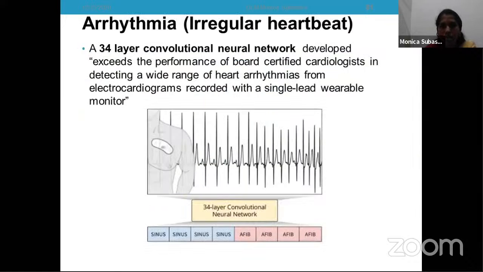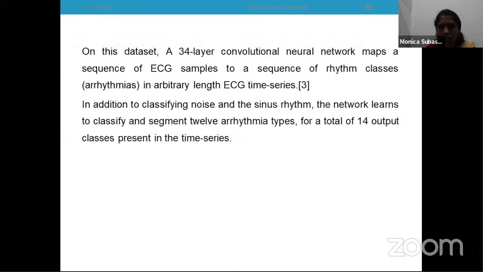Next problem is arrhythmia. A 34-layer CNN is also applied for detecting arrhythmia. When you increase the number of layers, the accuracy is improved. That's why we are increasing the number of layers.